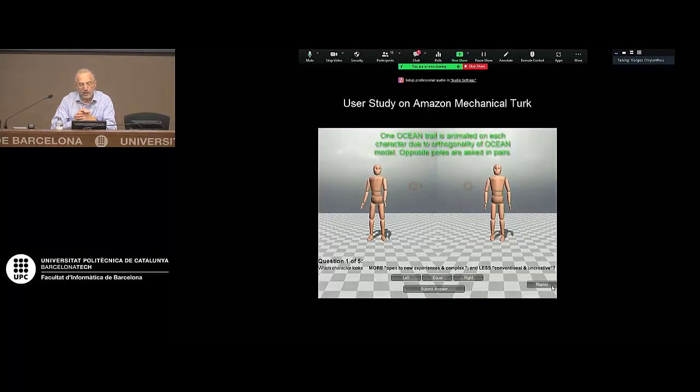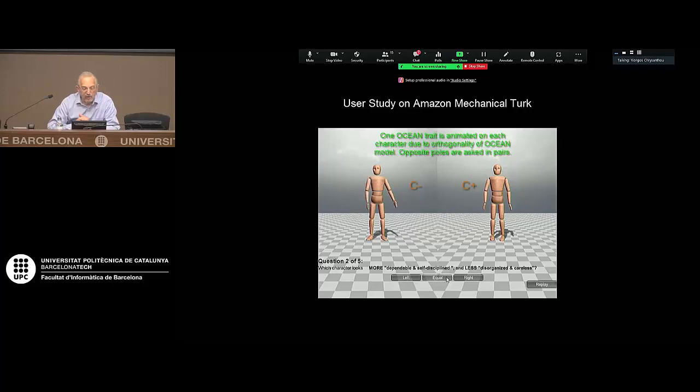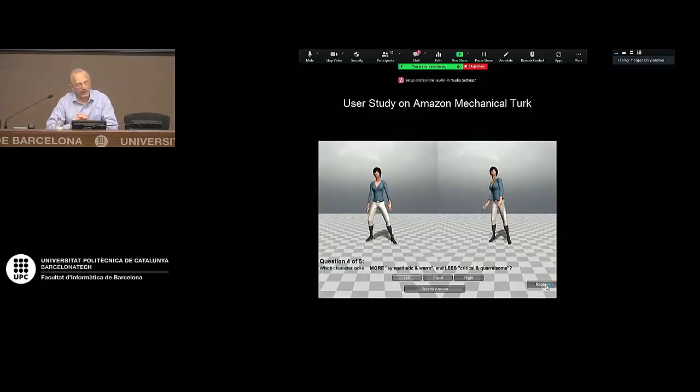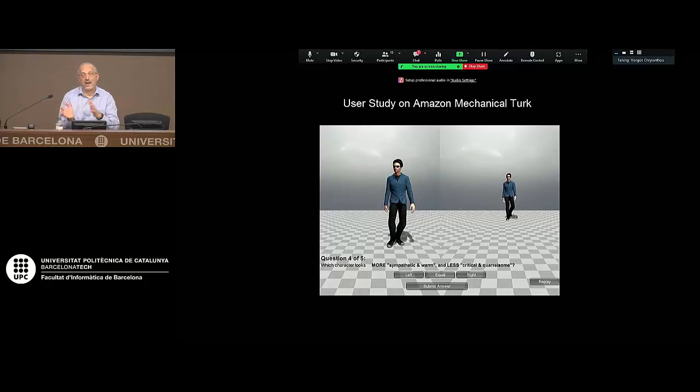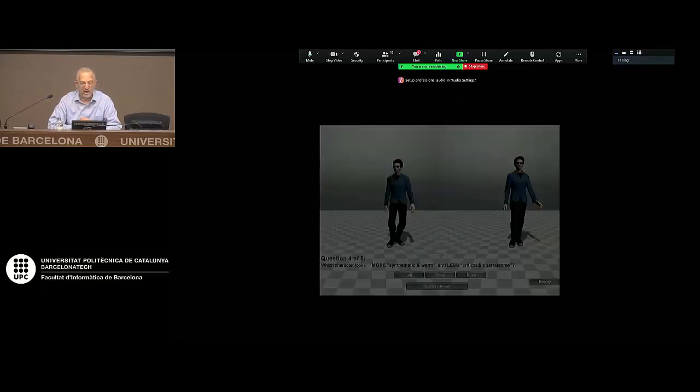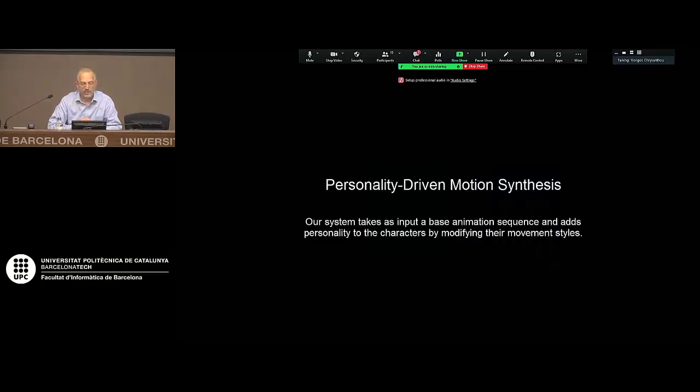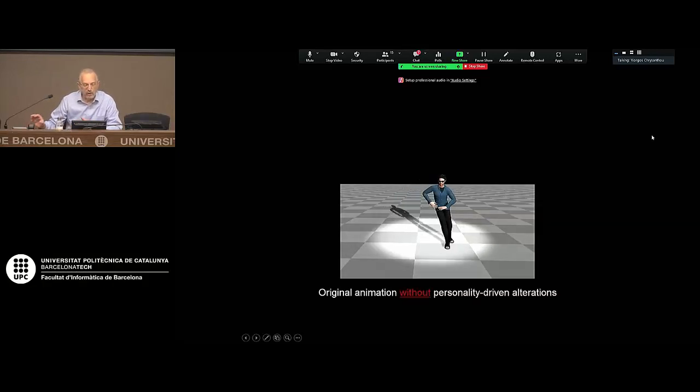The final study was the crowdsourced perceptual one. Which character looks more open, which one looks less open. That's not the words that are there. I can't read them fast enough. But they could then say which character they thought had that personality type. And it turned out that there were some very strong correlations that were able to validate that motion. So let me just show you one example.